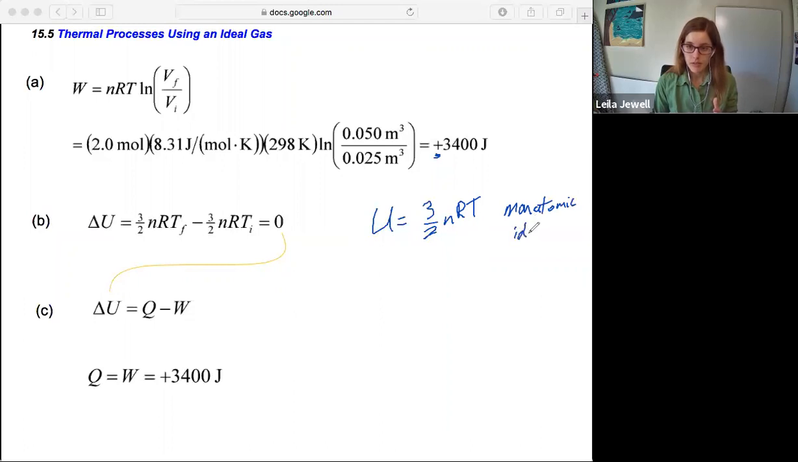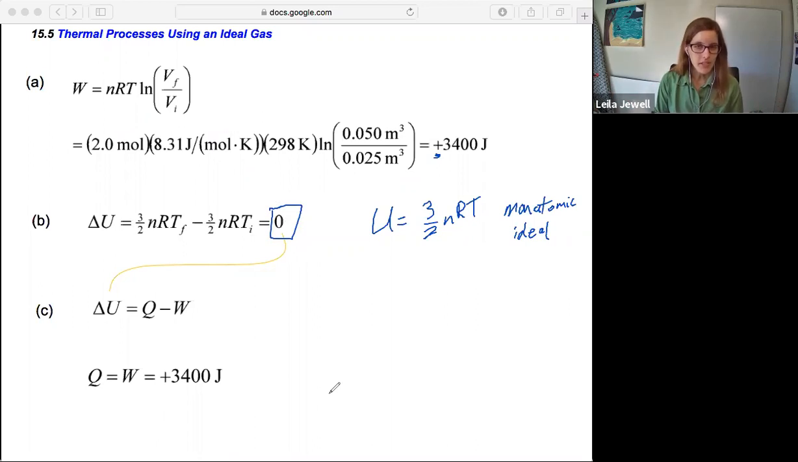So that's something to keep in mind. If we want the change in internal energy, the n and the R are going to be constant. So it's 3/2 nRT final minus 3/2 nRT initial. But what's the difference between the final and initial temperature? There is no difference, right? The temperature stays the same because it's isothermal. So the change in internal energy is 0 for an isothermal process.